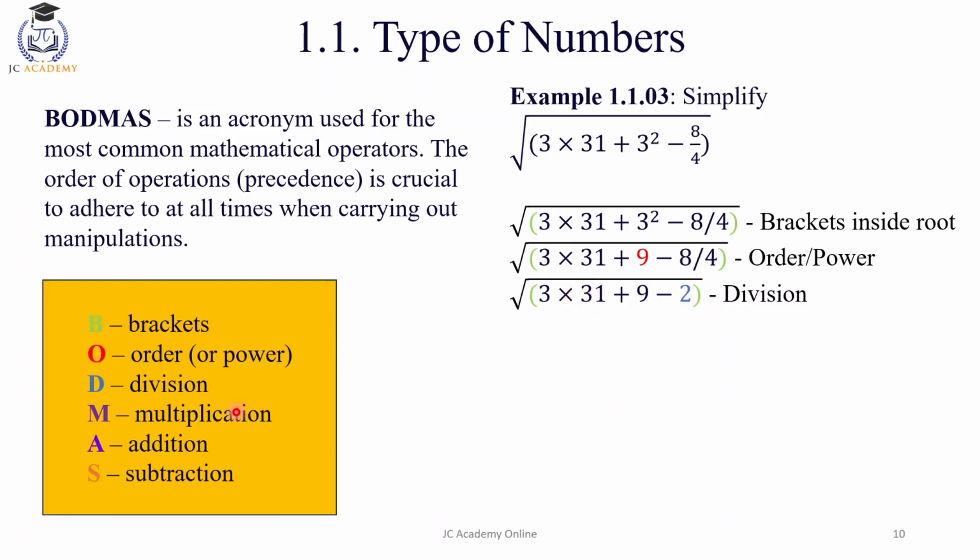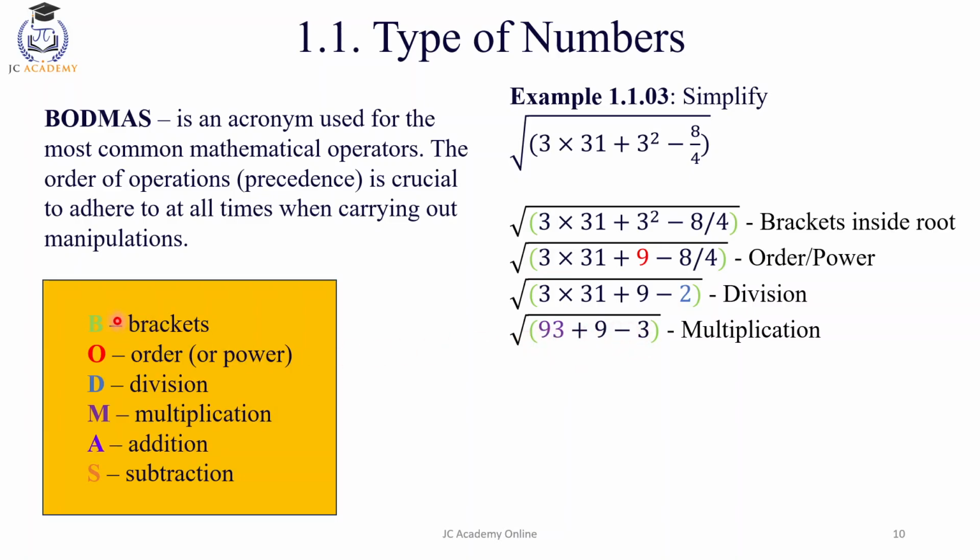There's no more division. Next is multiplication. Are there any multiplications here? Oh, there is. 3 times 31. So let's focus on that. I will leave everything else as they are. And we just focus on 3 times 31. So 3 times 31 is 93.